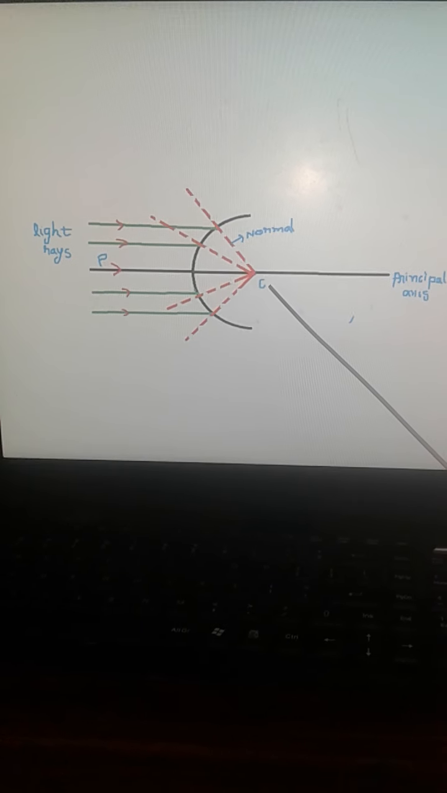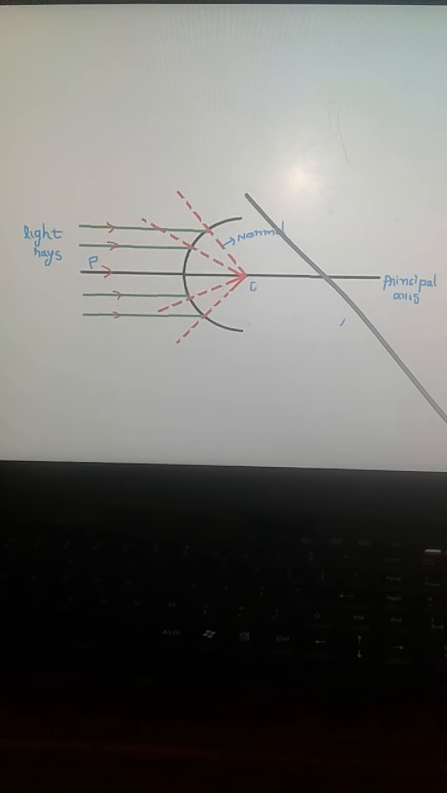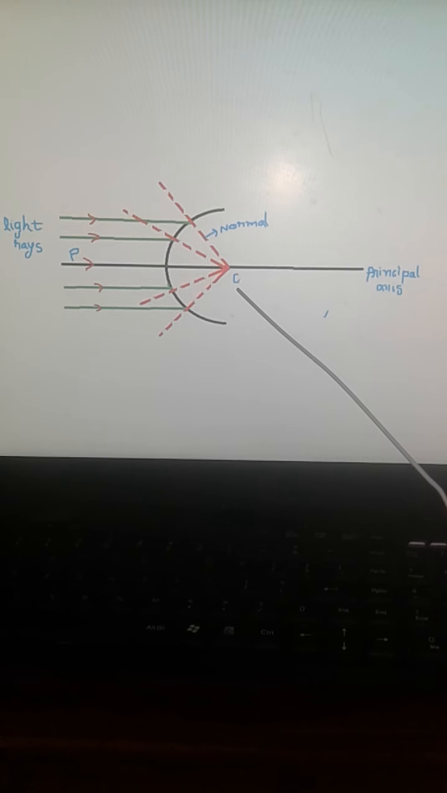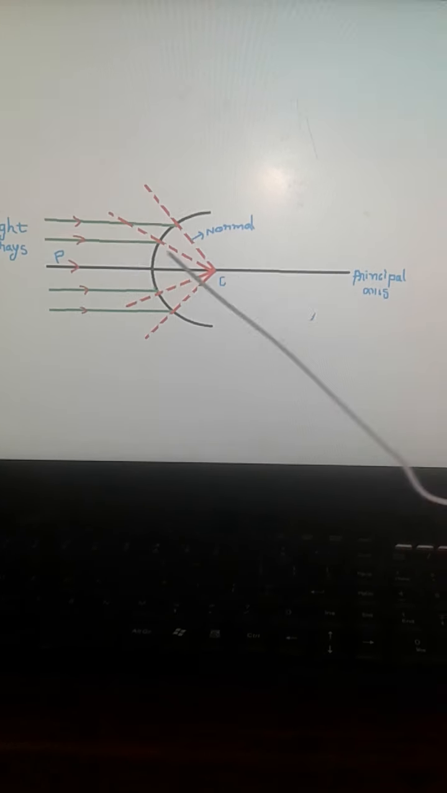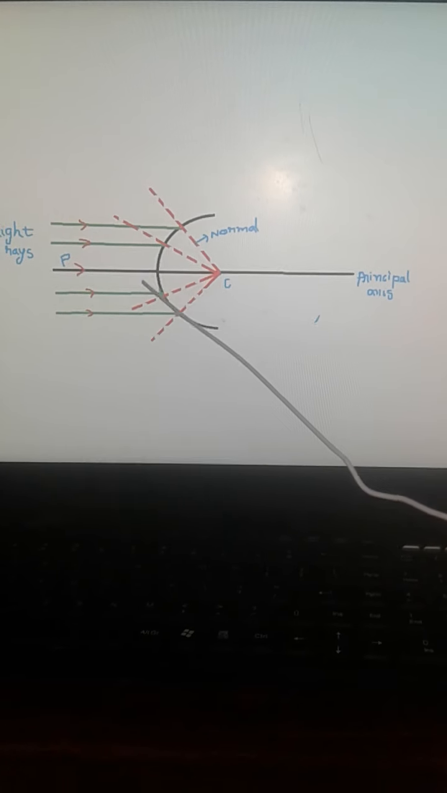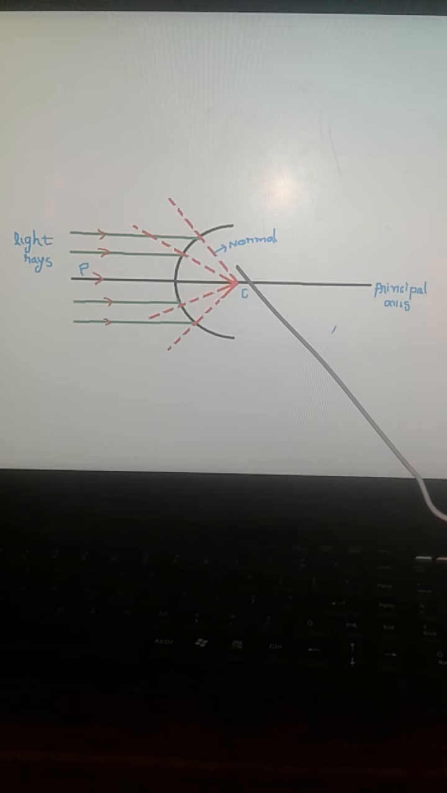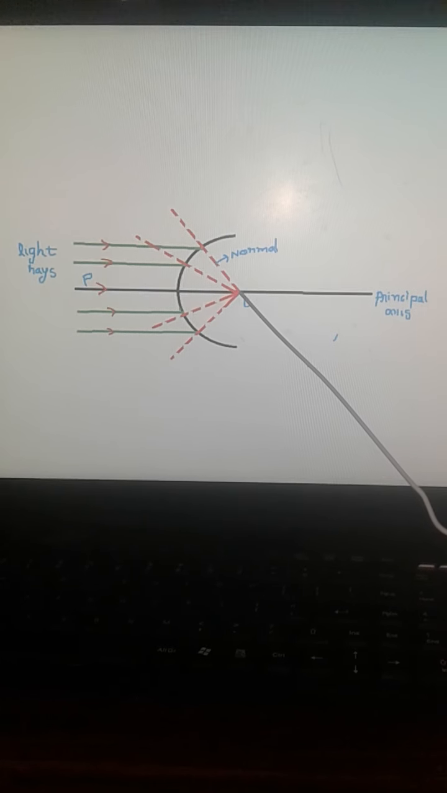Next, center of curvature. The center of the sphere of which the curved surface is a part is called the center of curvature and is denoted by the letter C. Principal axis: a line that joins the center of curvature and the pole is called the principal axis. Radius of curvature is defined as the distance between the pole and the center of curvature.